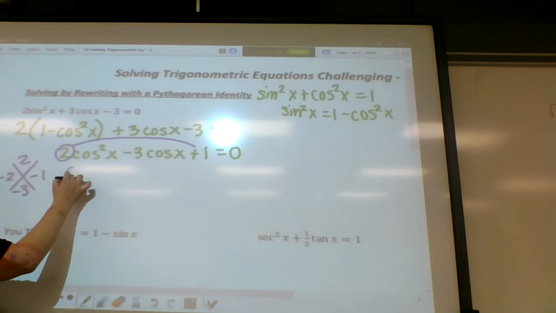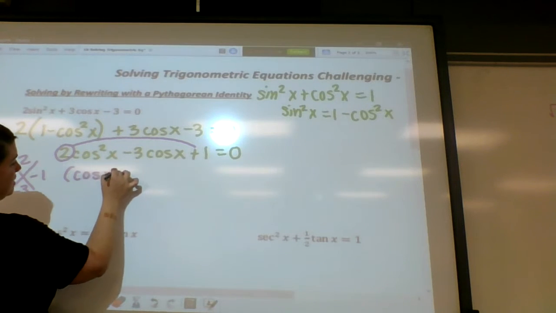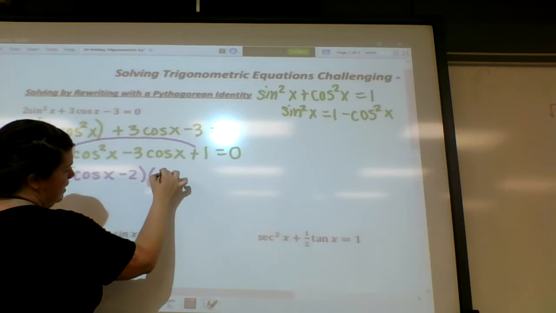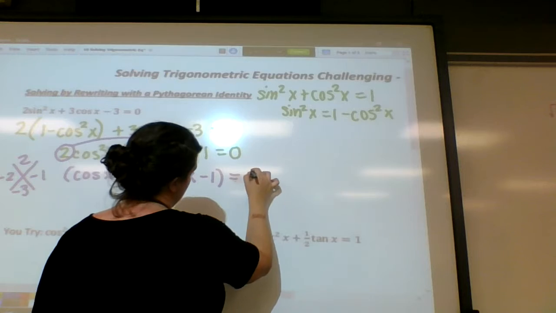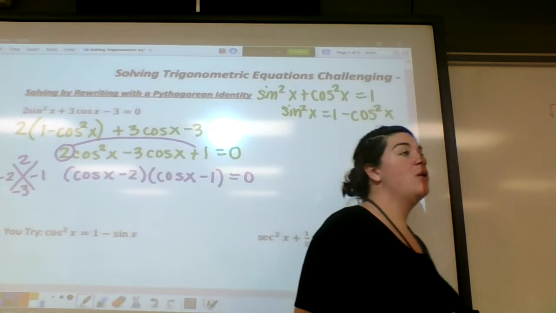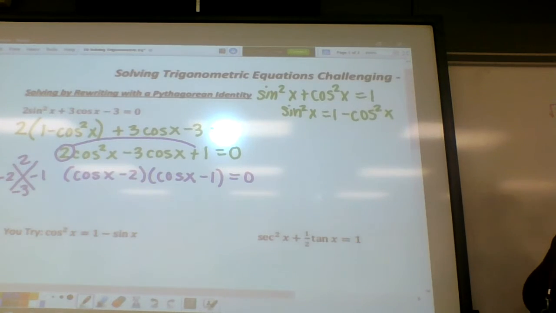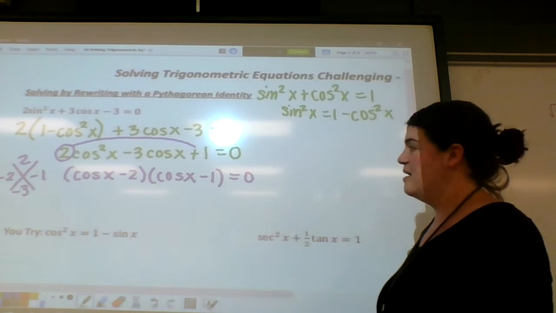Yes. So our factors are cosine of x minus 2, cosine of x minus 1. And you have to go back and take both of those numbers because we multiply by 2 at the beginning and divide them both by 2.